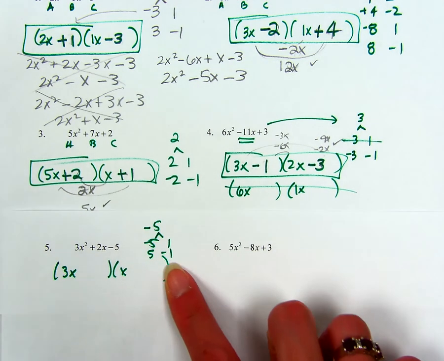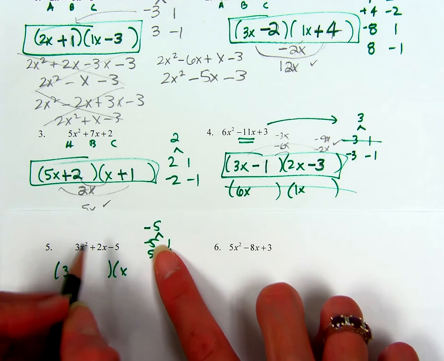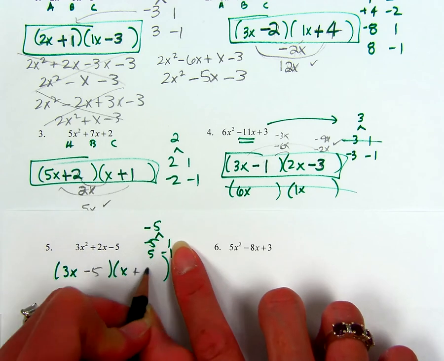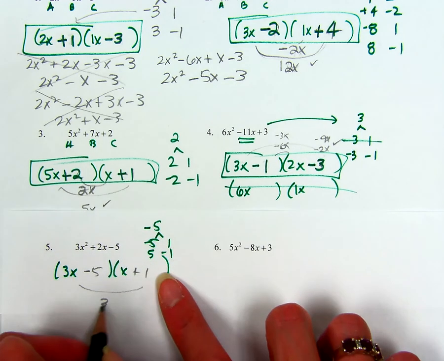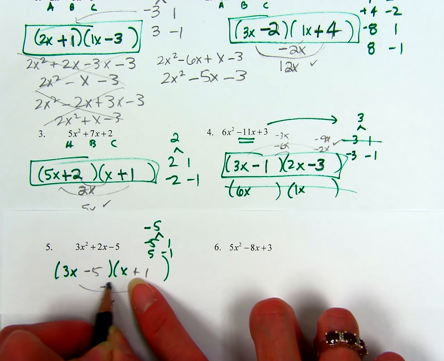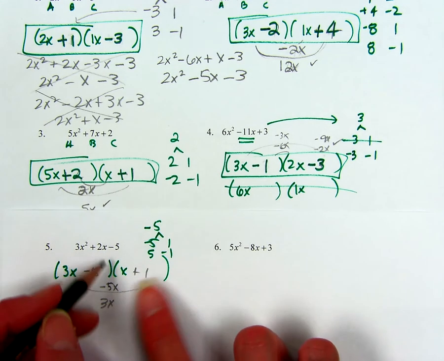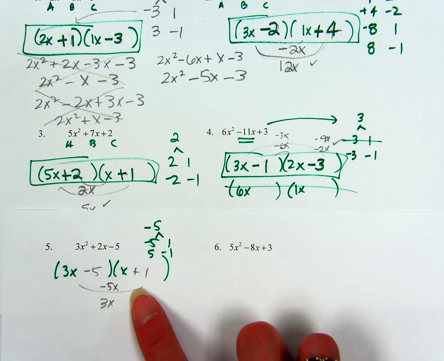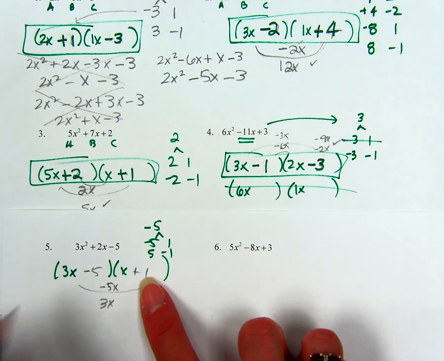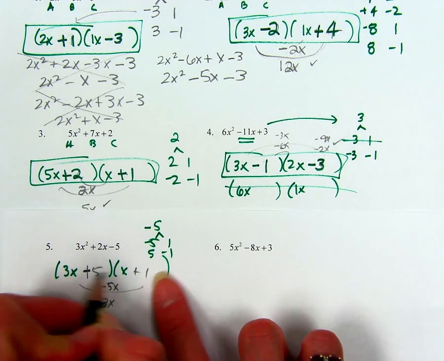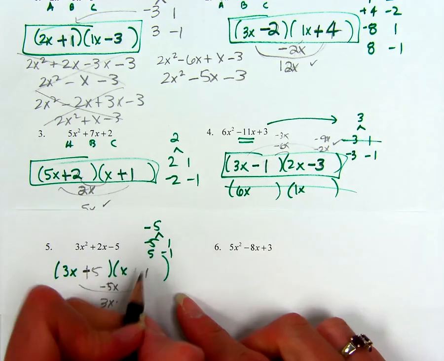All right, so we are going to try, let's just do negative 5 plus 1. So outer times outer is 3x, inner times inner is negative 5x. If I add these, it gives me negative 2. So it's close. I have the right number, but the wrong signs. So since my signs are wrong, all I need to do is switch my signs. Make that positive and make that negative.